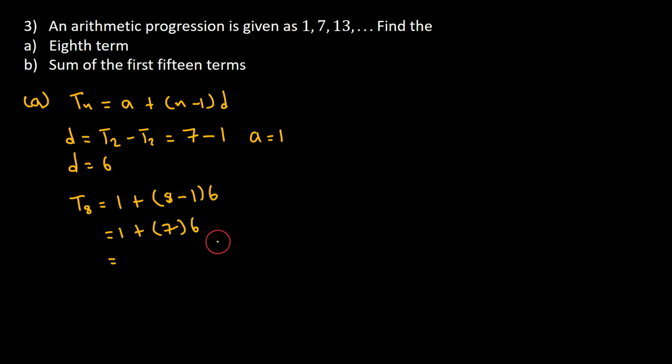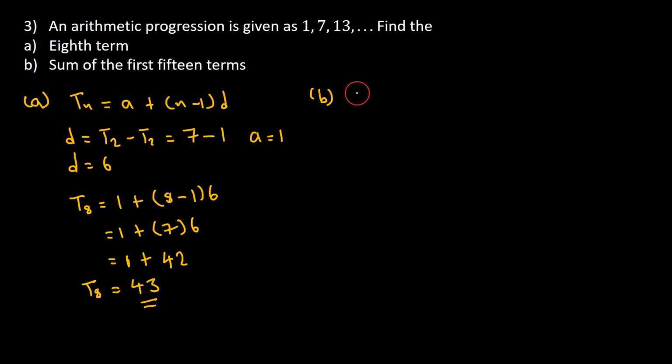So what is 7 multiplied by 6? What does this one give us? You have 1 plus 7 multiplied by 6, that is 42. So it will be 1 plus 42. So our 8th term is 43. So we are done with the first part of the question, which is finding the 8th term. Now we can move on and solve the second part of the question.